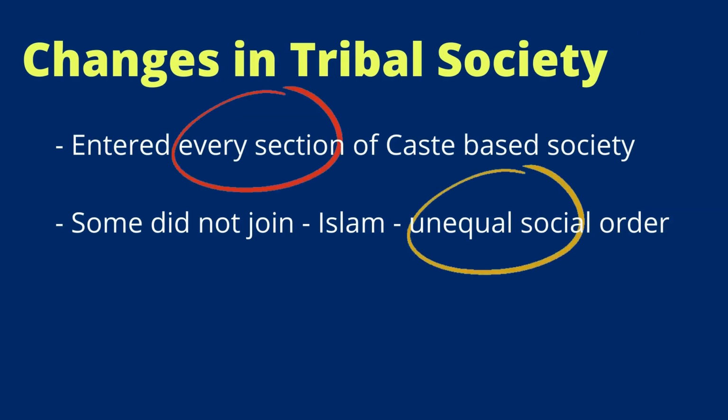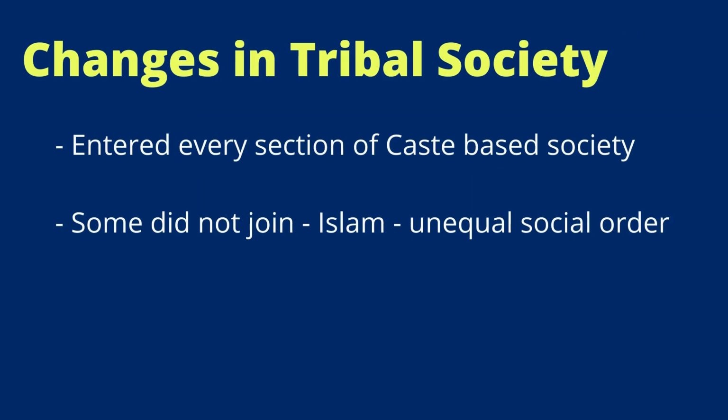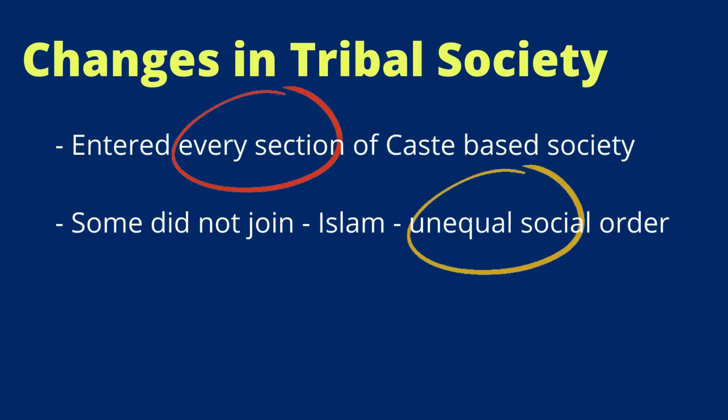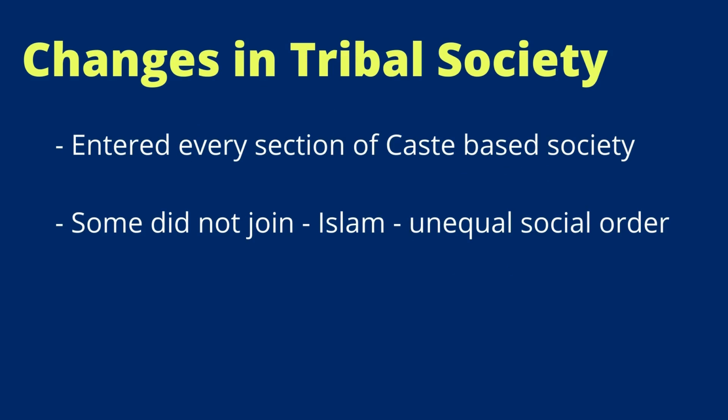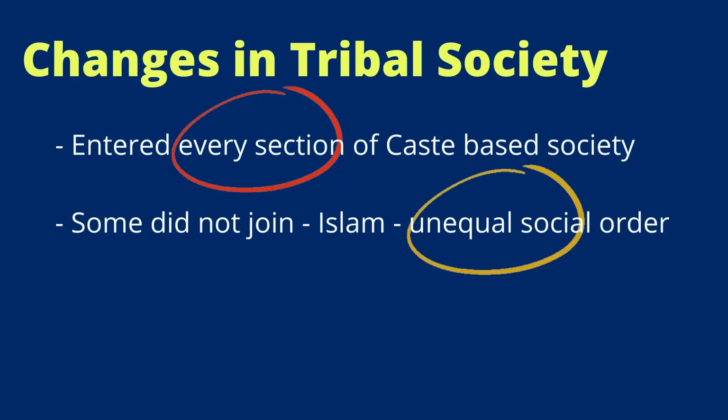Many tribes became part of the caste-based society with the support of the Brahmins. The leading tribal families were included into the ruling class. That means the leaders of these tribes became the rulers in the caste-based society. Also, a large majority of the tribal people joined the lower jatis of the caste-based society. That is basically saying that the tribals entered into every strata, every section of the caste-based society.